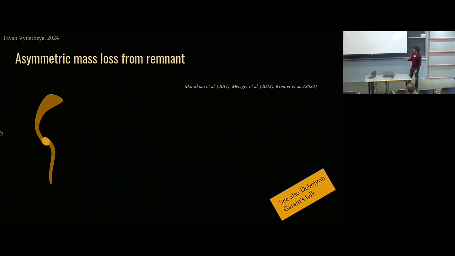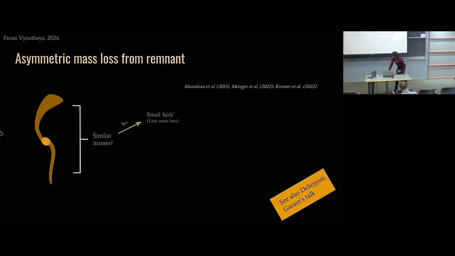And finally, we look at the orbits of the remnants, and this is defined by how much asymmetric mass loss happens from the remnant. This was also mentioned a bit by Debjyoti in the previous talk, but I can explain it a bit further. When you have the two tidal streams, depending on how much asymmetric mass loss happens, the remnant can get a kick. If there's more asymmetry, the kick would be higher.